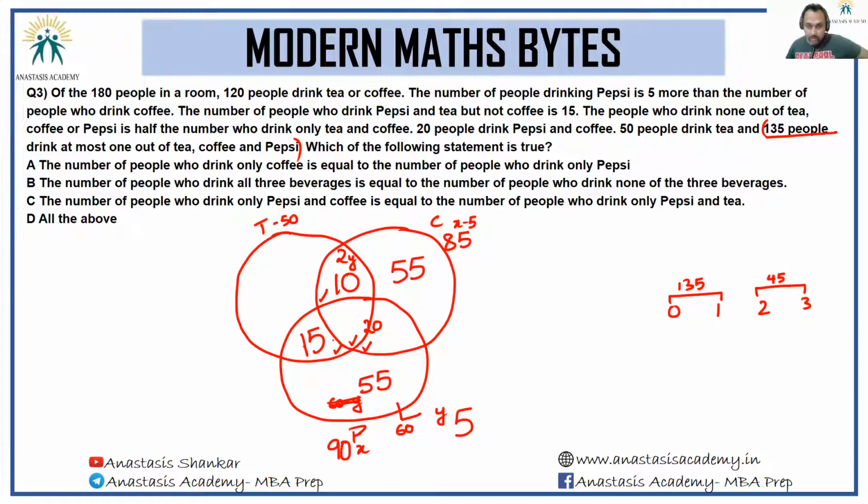Okay, now look at this. The entire circle of Pepsi is 90. Add this 10, you get 100 people. Add this 55, you get 155 people. Add these 5, you get 160 people.